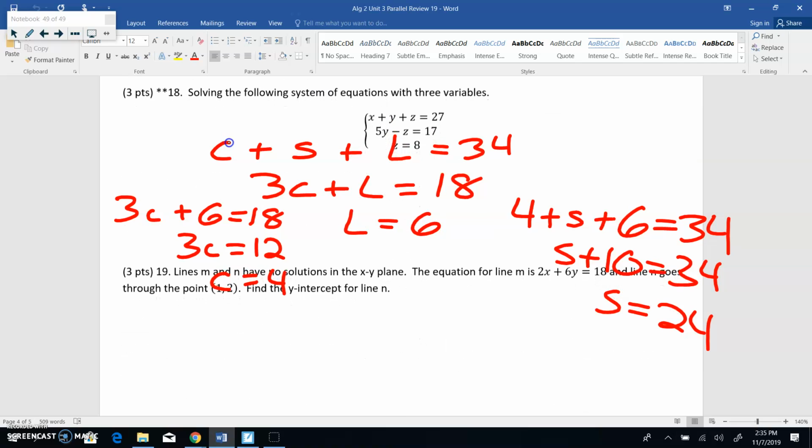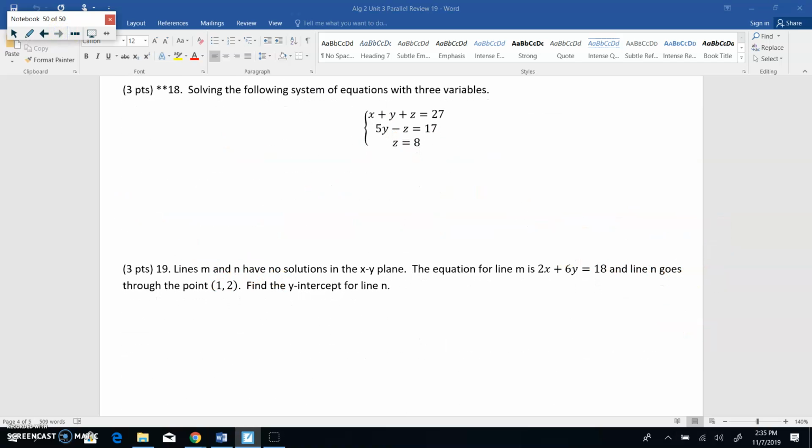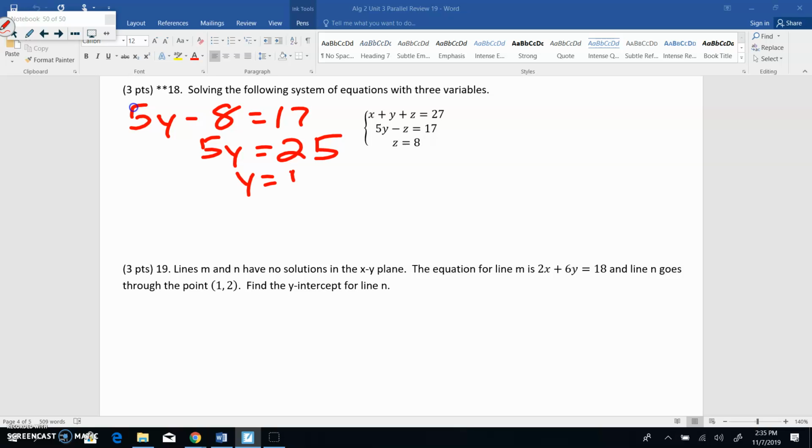All right, 18 is the exact same work. Okay, you start with that z and work your way up. So in this case, z is 8, so I'm going to start with the y statement. So 5y minus z, okay, z is 8, is equal to 17. So I go ahead and I add 8. I am left with 25 here. So y is equal to 5. I need to solve for x. So in this case, it is x plus y plus z is equal to 27. I go ahead and I subtract my 8 and my 5 here.